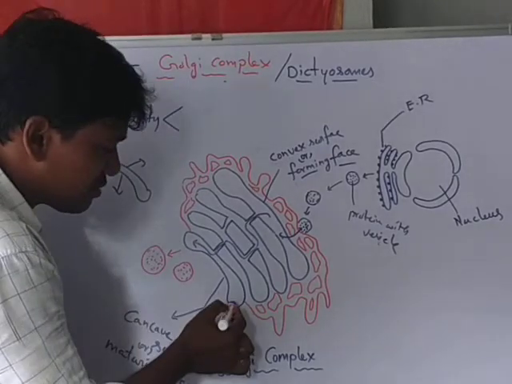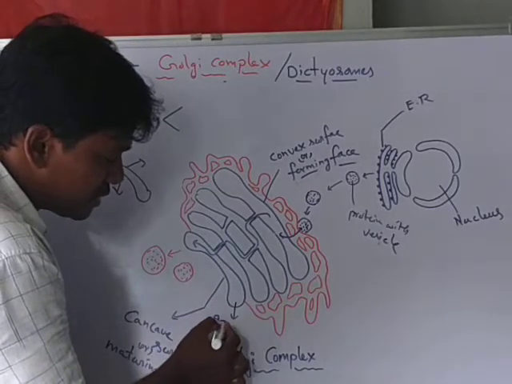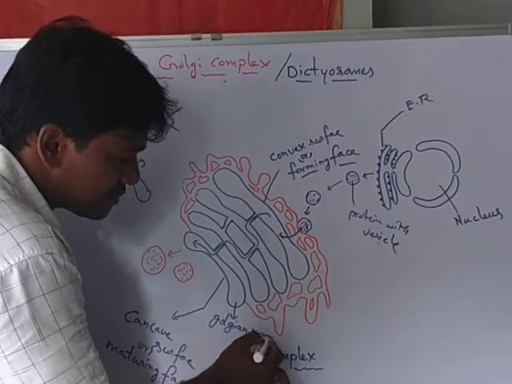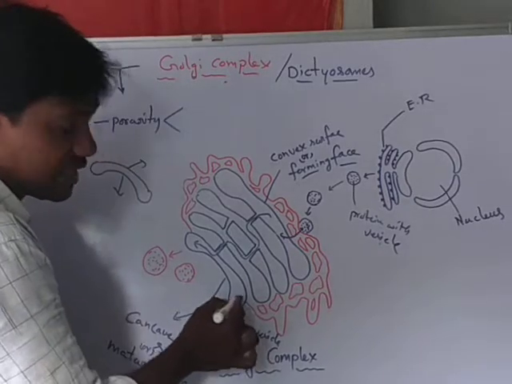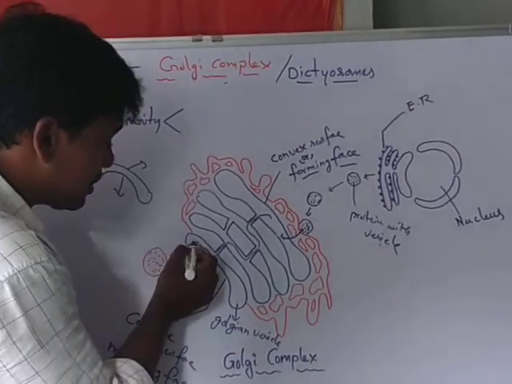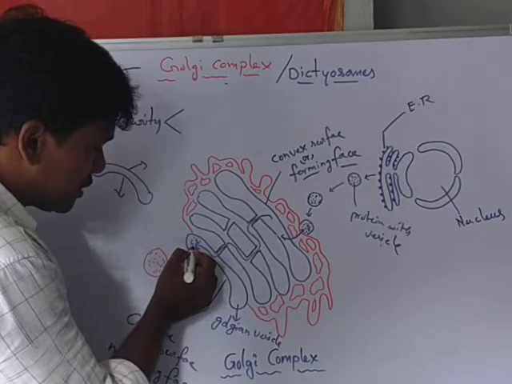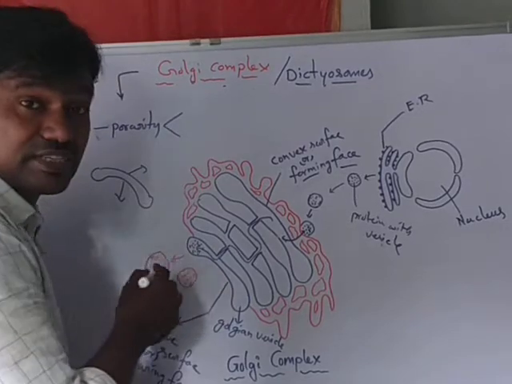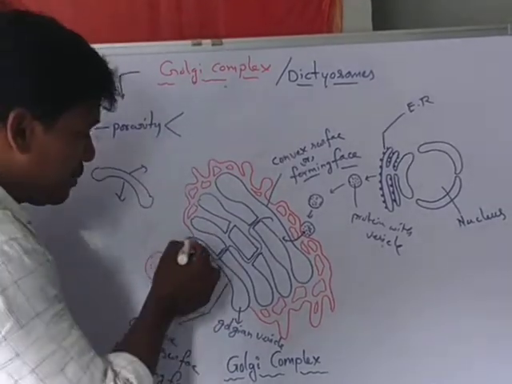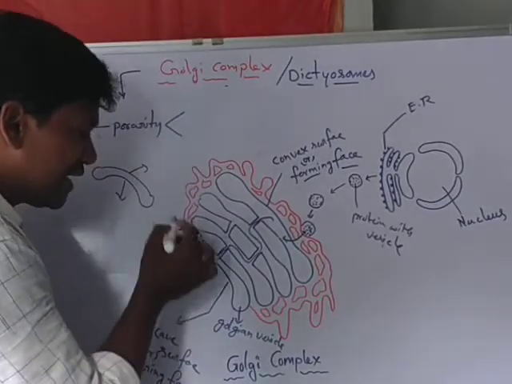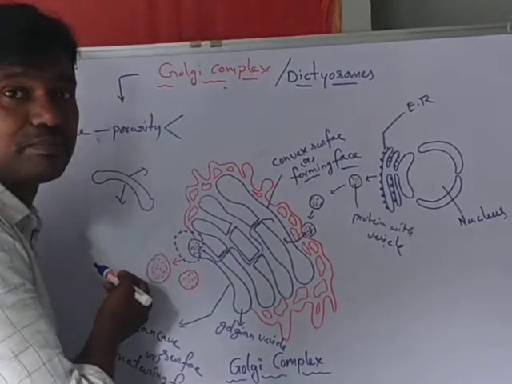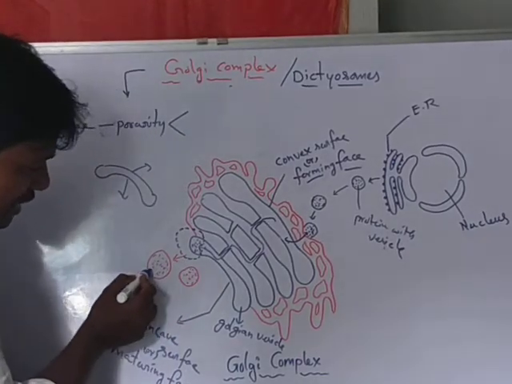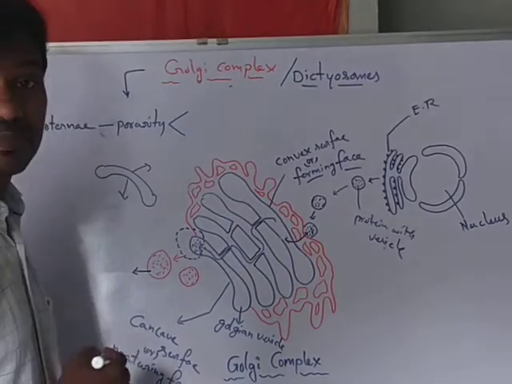Generally this swollen part is called a Golgian vesicle. Now the substance will reach the Golgian vesicle. Here the Golgian vesicle becomes large, and then it will be pinched off from the cistern.